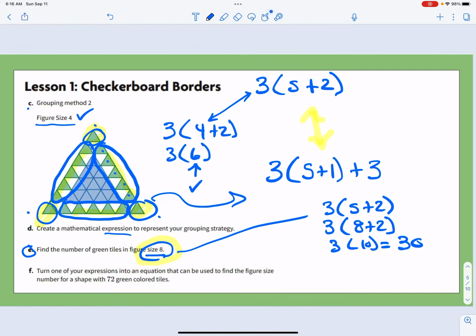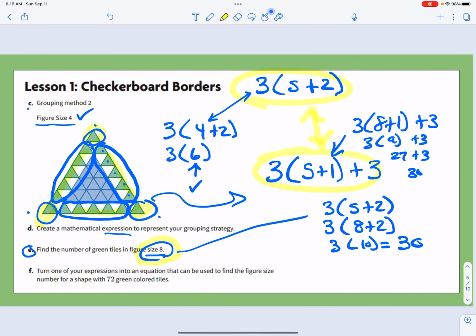Does it work for this one as well? Let's take a look here. If I did 3 times 8 plus 1 plus 3, that becomes 3 times 9 plus 3, which is 27 plus 3, which is also 30. So both expressions actually work just fine, right? And you end up with the same response.